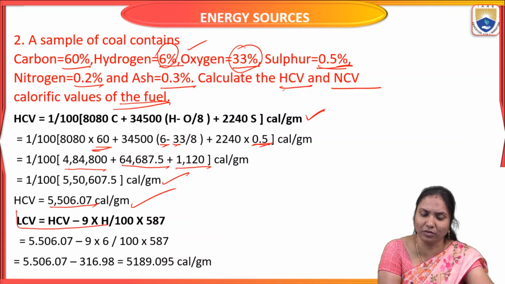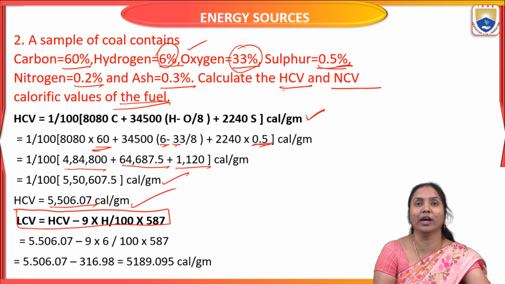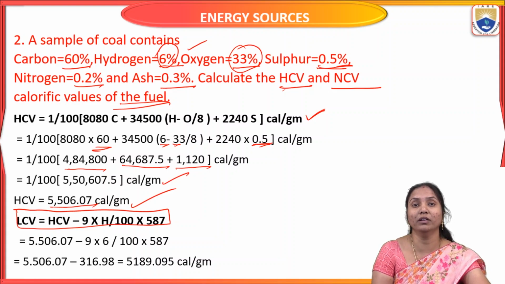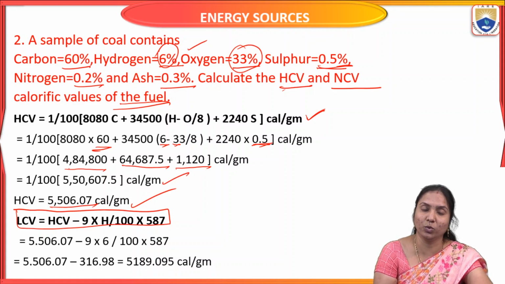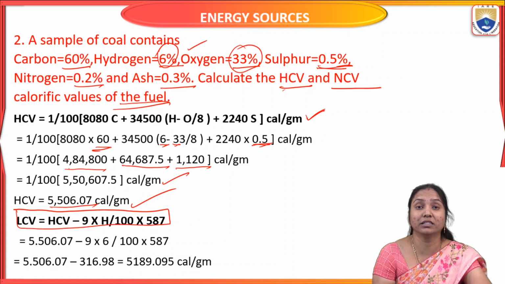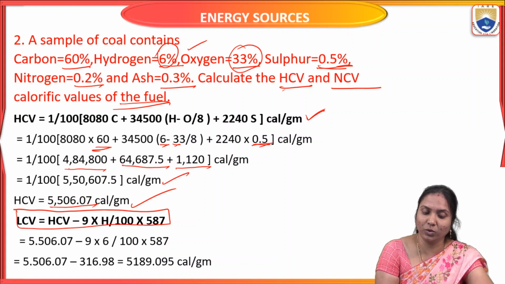Now you can calculate the low calorific value. According to Dulong's formula, the low calorific value or net calorific value equals HCV minus 9 by 100 H into 587. As we just discussed, 587 is the theoretical latent heat evolved when the combustion products are cooled to room temperature. This value is fixed at 587 calorie per gram. The HCV value we have already calculated.